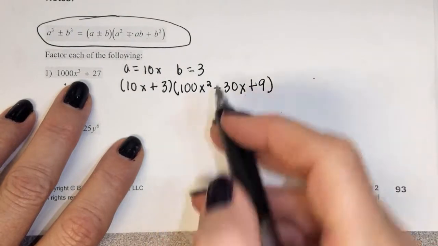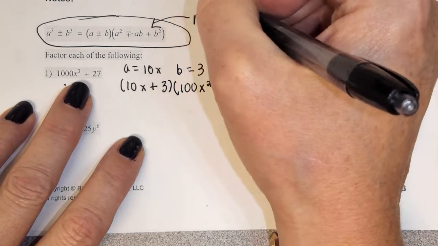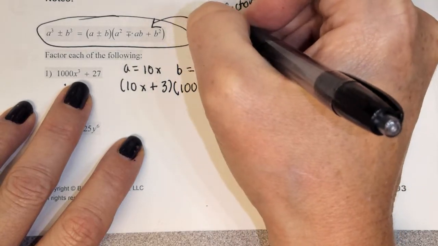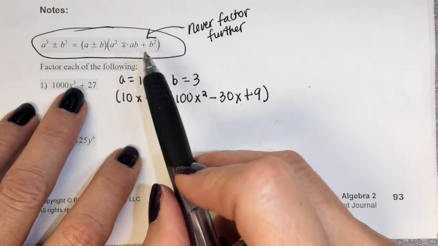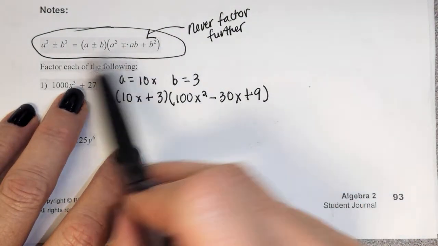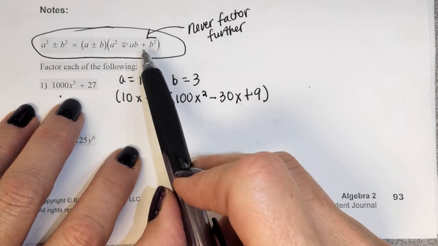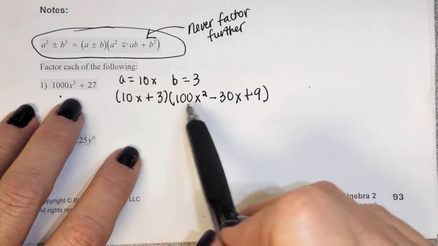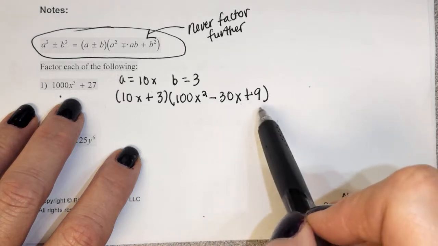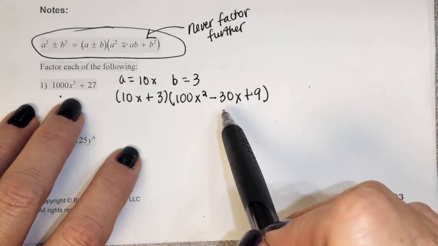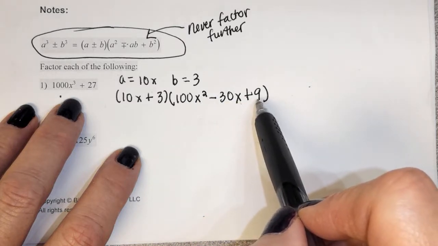And here's something to keep in mind. This part right here will never factor further, unless you didn't factor out a GCF. But if you've done the factoring correctly by first looking for a GCF, that will never factor further. You won't even have to check it. Because sometimes you look at this and you're like, yeah, but couldn't that go down to like 10x minus 3 times 10x minus 3? It's not going to work. That would end up being 100x squared minus 60x plus 9.